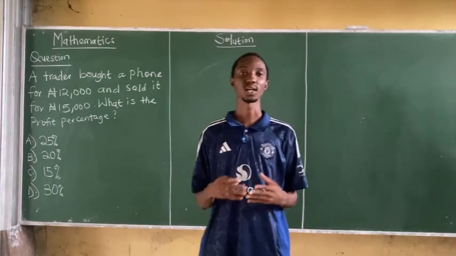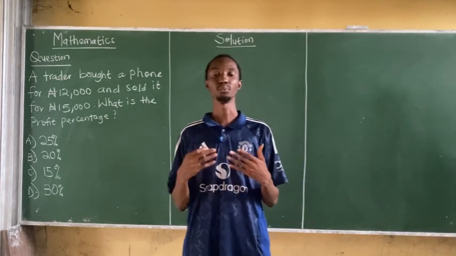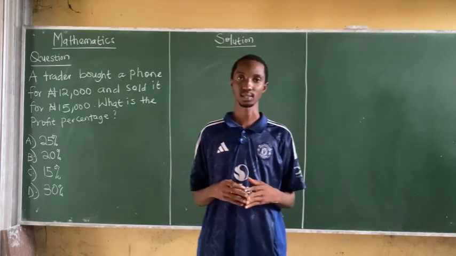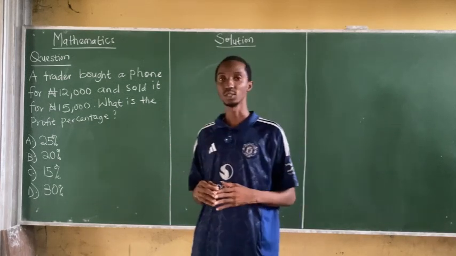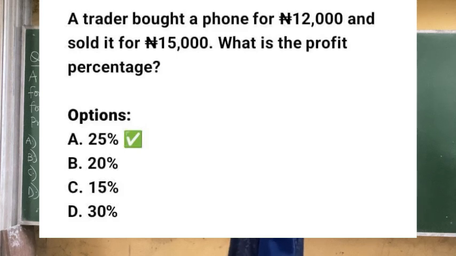In today's tutorial class, we'll be solving most repeated post-UTME questions on mathematics. The first question we have today says, a trader bought a phone for 12,000 naira and sold it for 15,000 naira. What is the profit percentage? Option A, 25%. Option B, 20%. Option C, 15%, and option D, 30%.